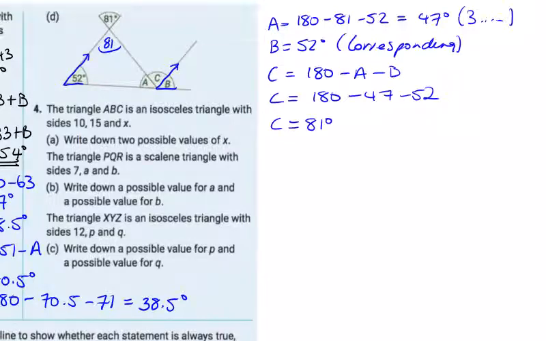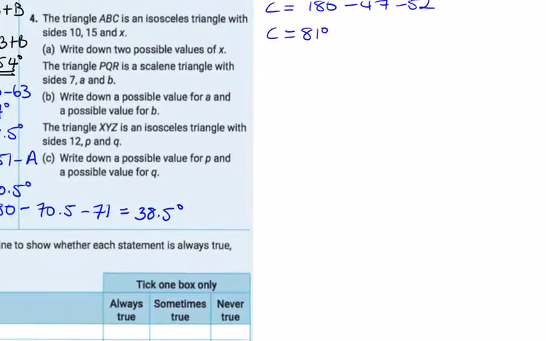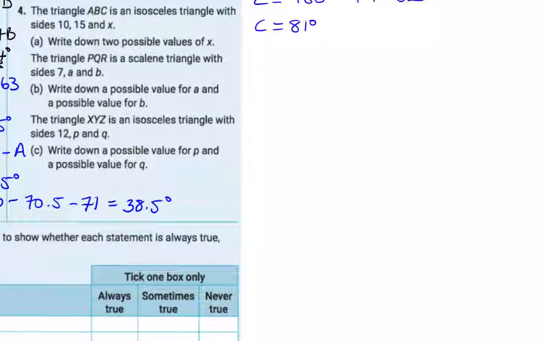So just build into them again. Build into these questions. Start with something. So what are they asking us next? The triangle ABC is isosceles with sides 10, 15, and x. So x has to be 10 or 15. It's isosceles. That's easy enough. X is equal to 10 or x is equal to 15.